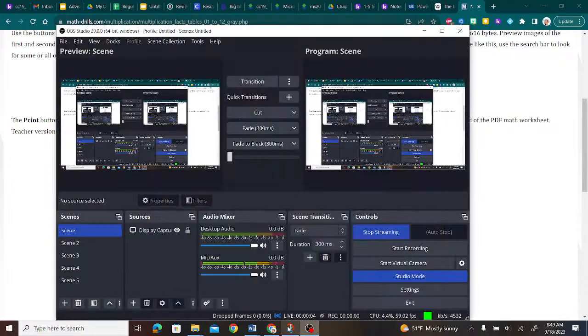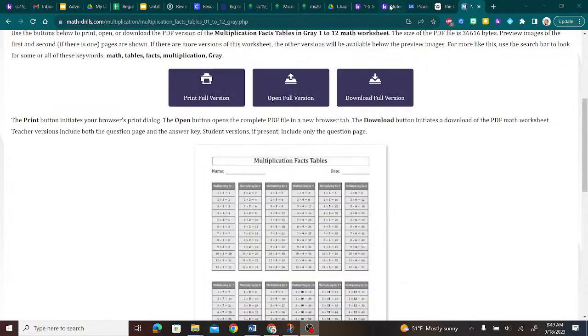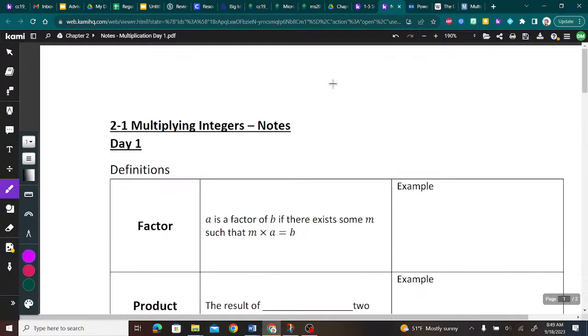All right, so we're going to multiply integers. First of all, we have to talk about a few definitions. Factor. A is a factor of b if there exists some m such that m times a equals b. Well, long story short is the following. 2 is a factor of 12 because 6 times 2 equals 12.